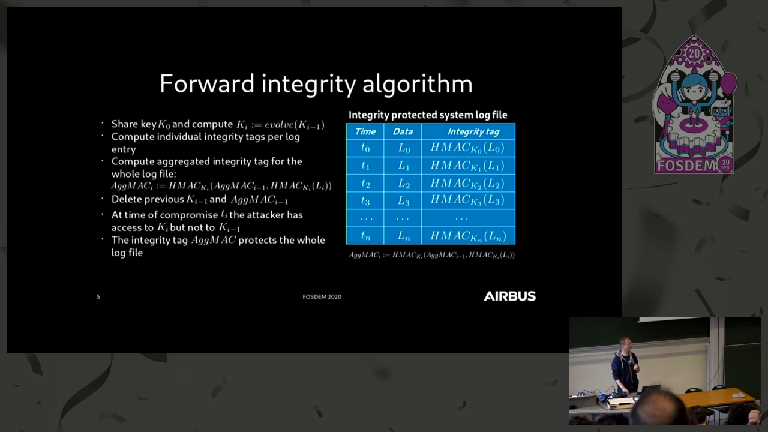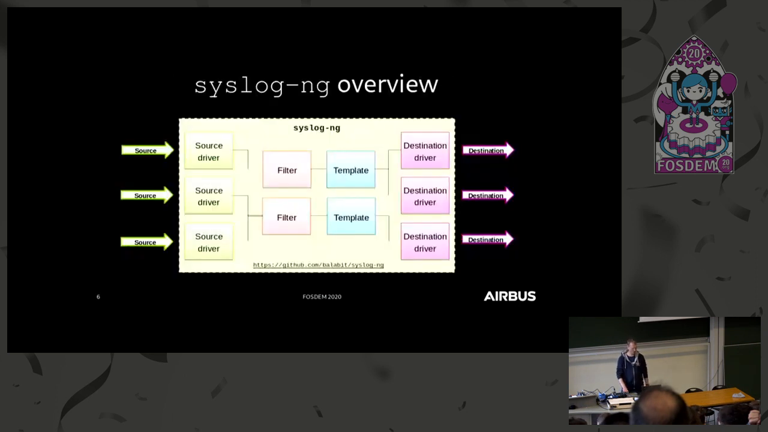Now, how did we implement that? This is essentially a theoretical example that was also presented at some cryptographic conferences. And what we actually did in our project was to answer the question: this is a nice principle, how can we apply it to the onboard logging system? How can we implement it? And then we came across the syslog-ng architecture, which you see here. We chose syslog-ng because it has a very nice architecture which makes it extensible.